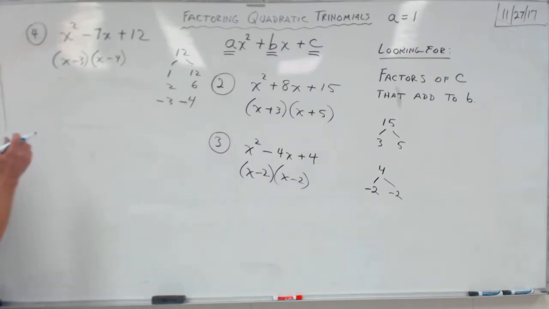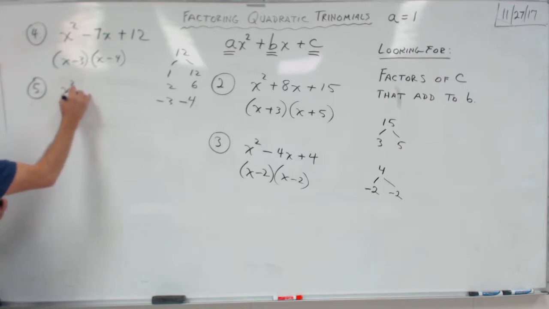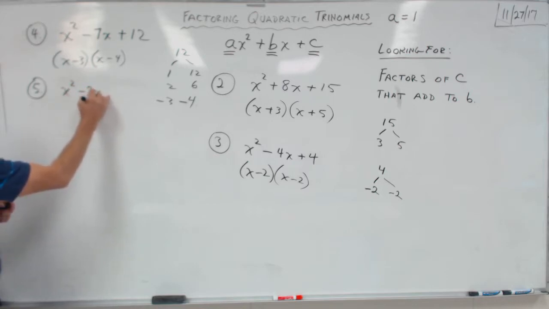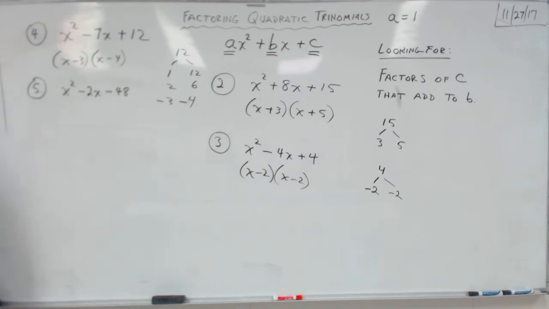Okay, now what about if I gave you this scenario? These are the hardest. They're not that hard, but they are harder, okay? You guys are writing all this down for sure? Okay, so x squared minus 2x minus 48. Can you see okay?